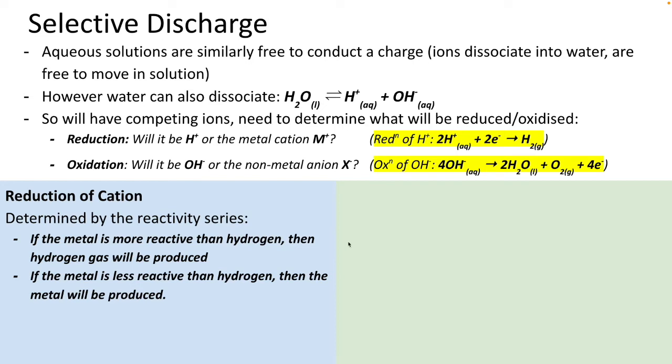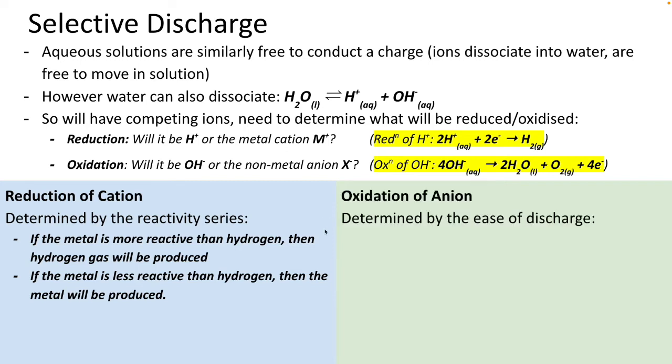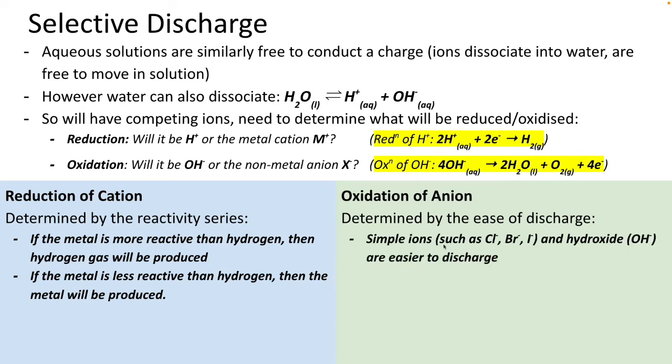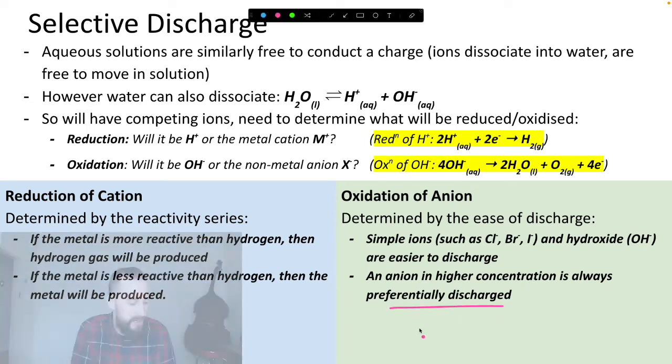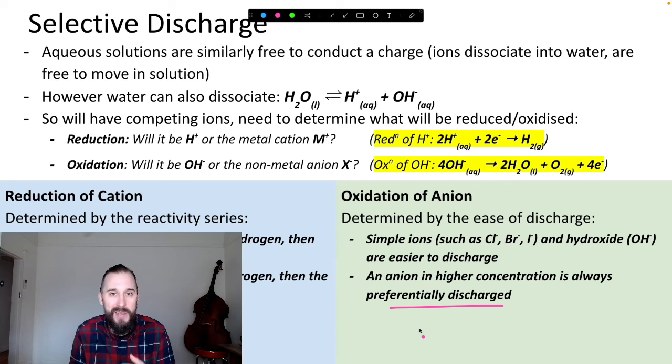For our anions, we have rules as well, for which anion is going to be oxidized. It's also determined by how easily discharged it is. Simple ions such as chloride, bromide, iodide, and our hydroxide are easier to discharge. So in this instance, it becomes a matter of concentration playing a role. An anion in higher concentration is always preferentially discharged. You could just think of that as being a more statistical likelihood. If we have lots and lots of chloride compared to our hydroxide, it's more likely that the chloride is going to find its way and be oxidized at the anode.